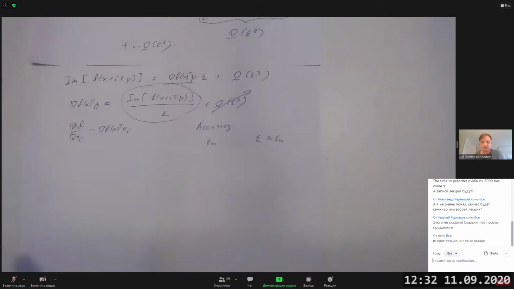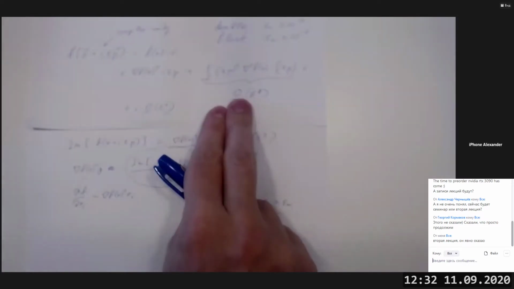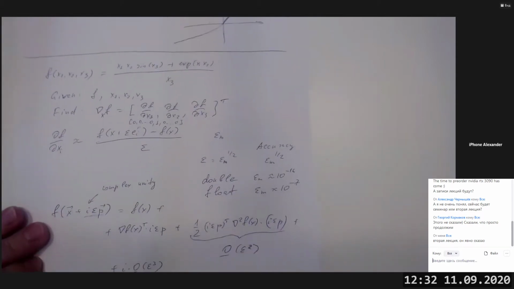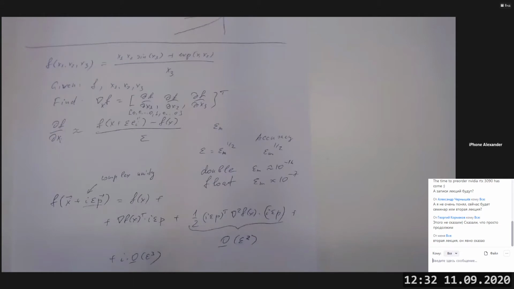So that was the second approach. And yes, I have some questions. The first one I didn't get. Why is the accuracy for the first method, for finite differences, the square root of epsilon?